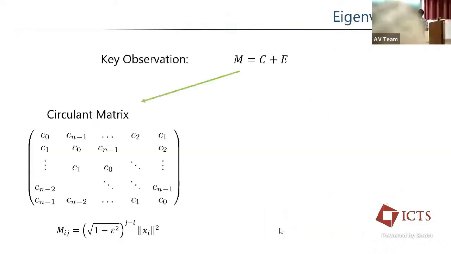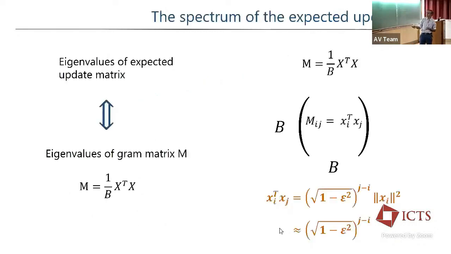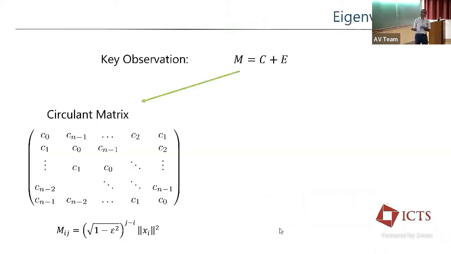One interesting observation is that the Xi transpose Xj inner product has a form of this term to the power j minus i. So it is not dependent on i or j. It is just dependent on how far element j is from element i. And that means that the Gram matrix can be written as a circulant matrix.